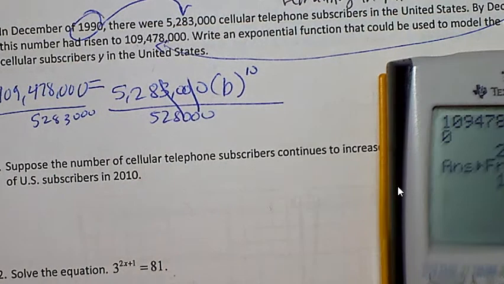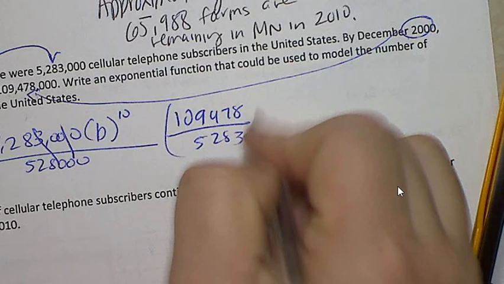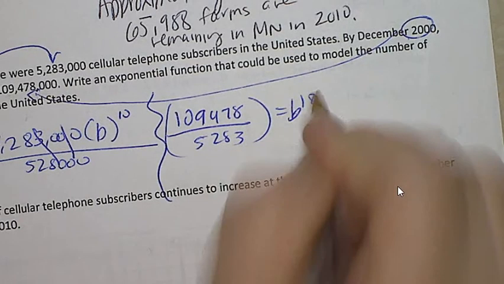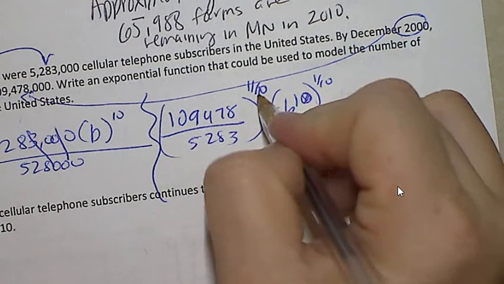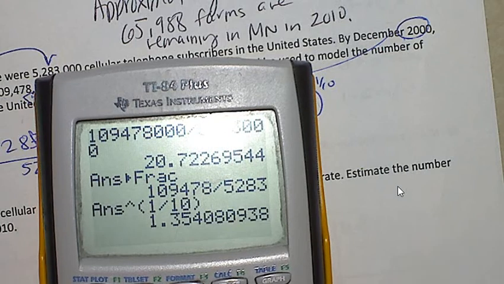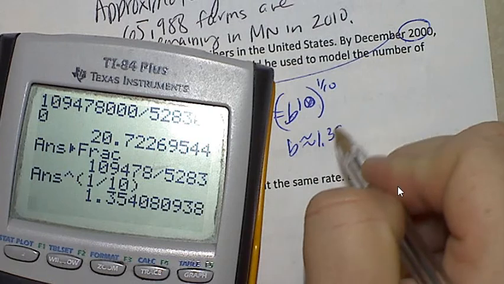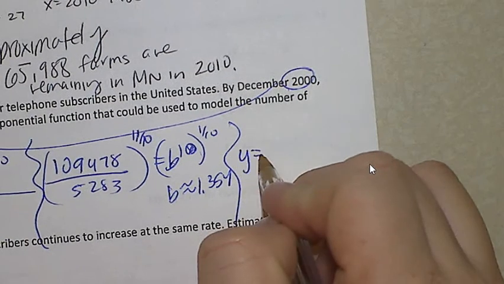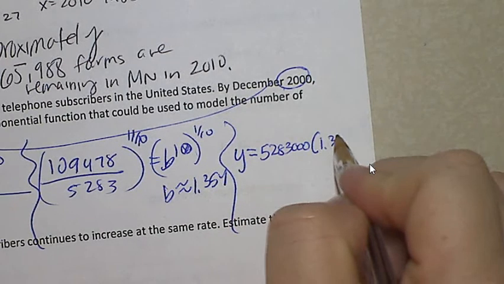So I'm going to come off to the side. Okay, and now I'm going to raise both sides to the 1/10. And now I will probably have to estimate. So if I'm going to take this value and raise it to the reciprocal of 10, which is 1/10, and now I'm going to round this to B. B is approximately 1.354. So in writing my equation, I have y equals your initial value times a B value raised to the x.